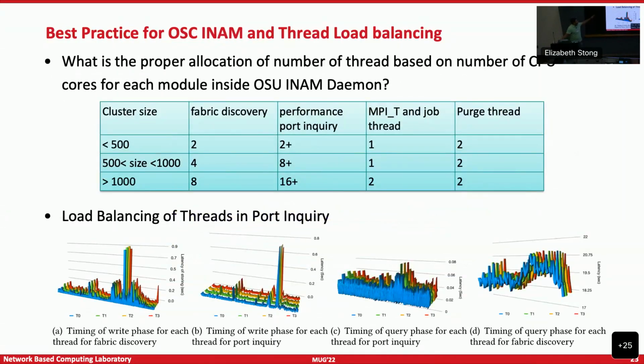For example, as I mentioned, depending on the cluster size, we tell you how you should allocate the resources on the node that you're running OSU INAM on, between the different components of the OSU INAM daemon, to get the best performance. And through our papers, we have shown how, by following these instructions, the load is balanced equally between them. Different colors represent different threads that we have on each component.